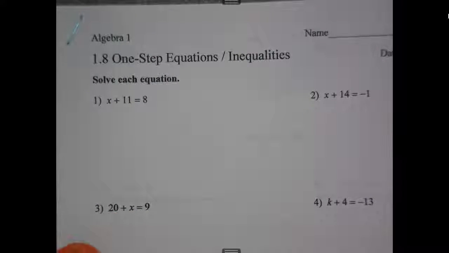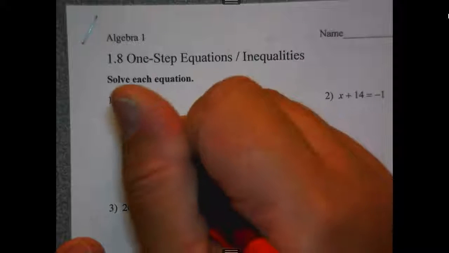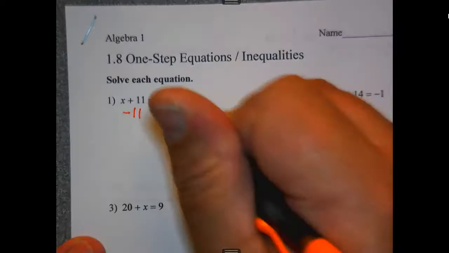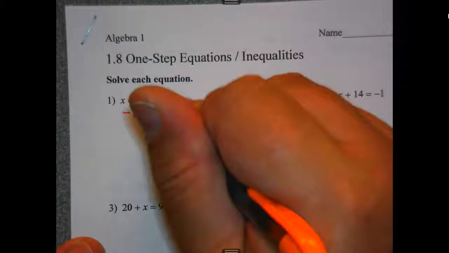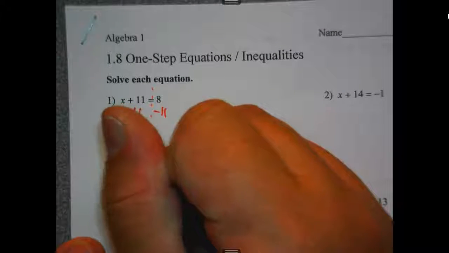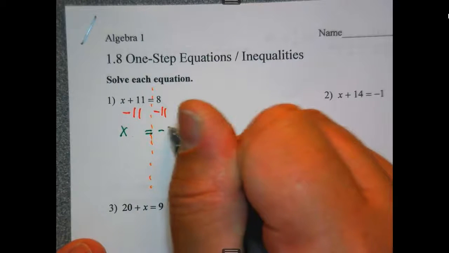Right. Number 1. Subtract 11 from both sides, because you have to isolate the variable. Yes, we have, because it's a warm-up for inequalities. -3.